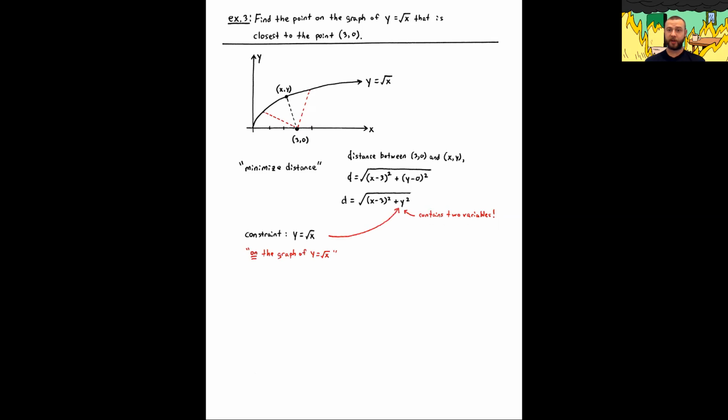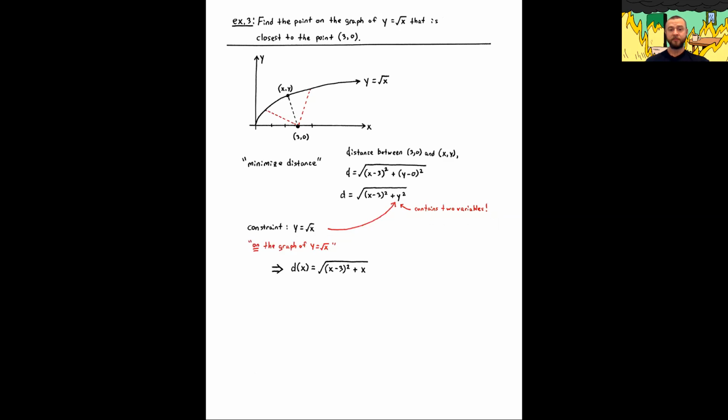So here we can just plug that in. Notice the distance formula contains y squared, the square of a square root. They cancel out, leaving you with basically just x there. So we get as our distance formula this expression, which is a square root.